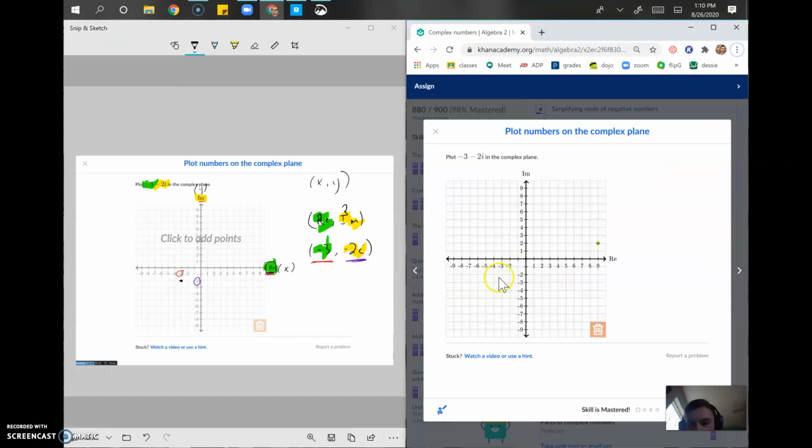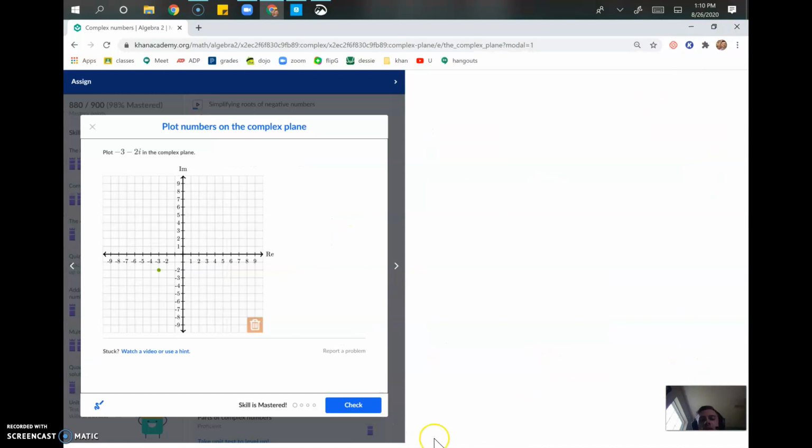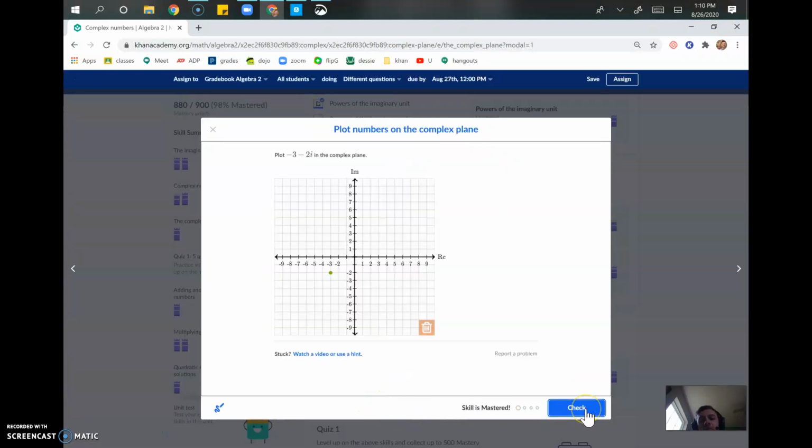So I think that's right here. I'm just gonna trash that dot, and then I'm dotting this right here, boom, and I'm hitting check to see if I know what I'm doing. There's a chance I don't. No, I know what I'm doing. Alright, cool.